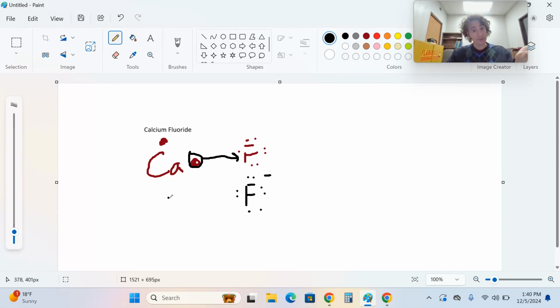Calcium, meanwhile, what has happened to him? Here's your calcium. He still has 1 valence electron left over, and technically he would have a +1 charge. This is not stable. Calcium will not stand for this. He's not going to let this happen. But thankfully for calcium, there's plenty of fluorines to go around.